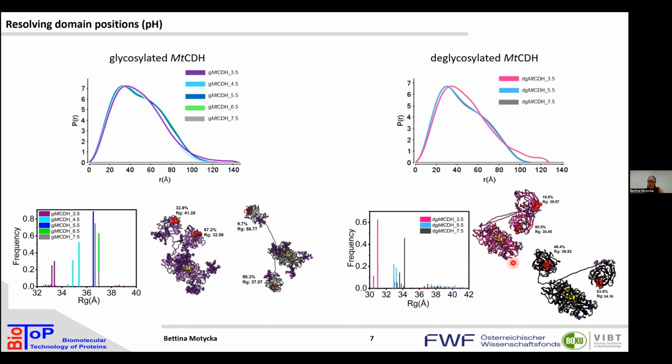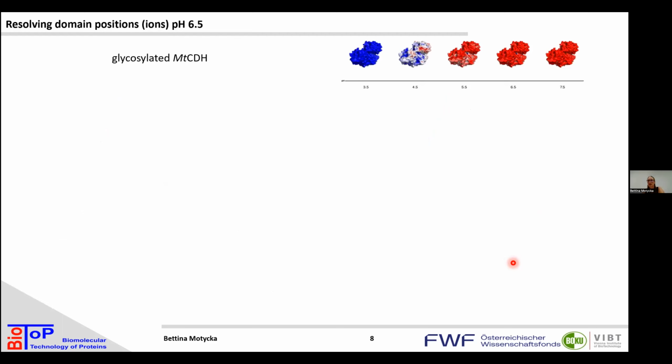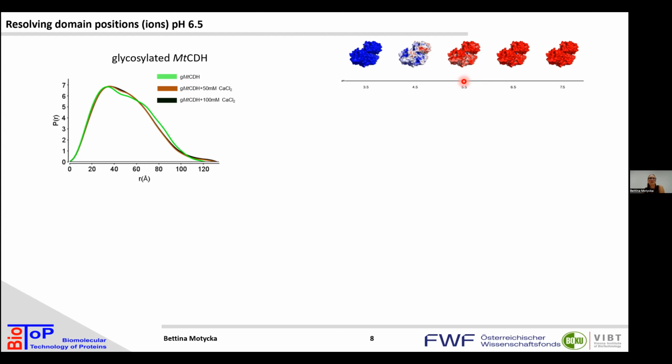But now the next question was, what if we add calcium chloride to it? Because it is known that calcium stabilizes the closed conformation. If we go back to the electrostatic potential measurements, just as a reminder, at high pH we had a negatively charged surface. And now the hypothesis was, if we add calcium chloride, which is positively charged, maybe it compensates this repulsion. So we performed these measurements now at pH 6.5 with the addition of calcium chloride, and the results are shown here.